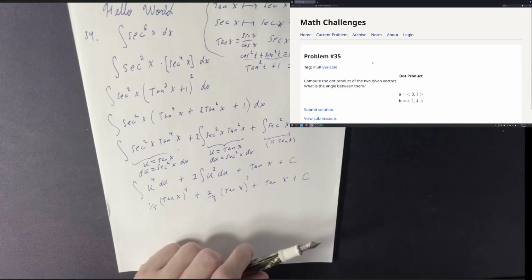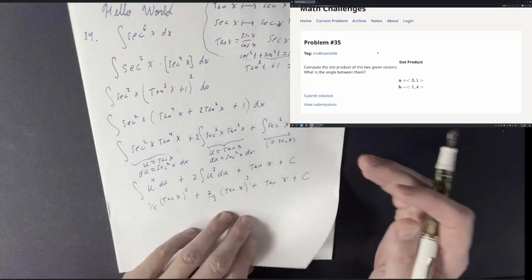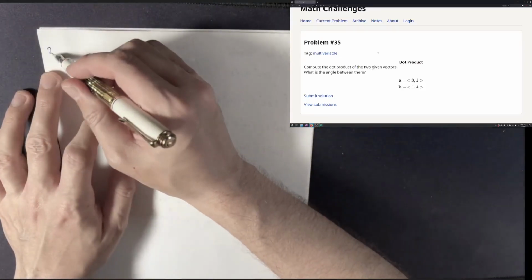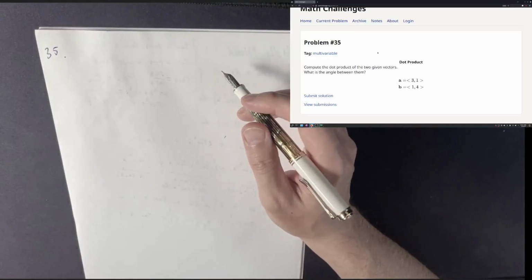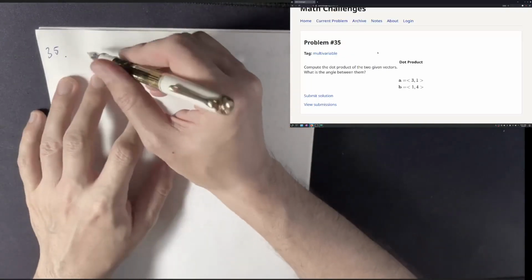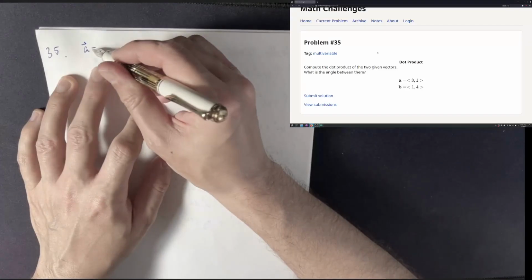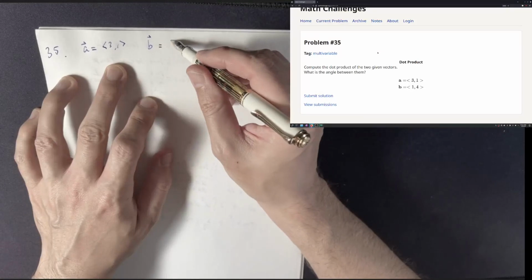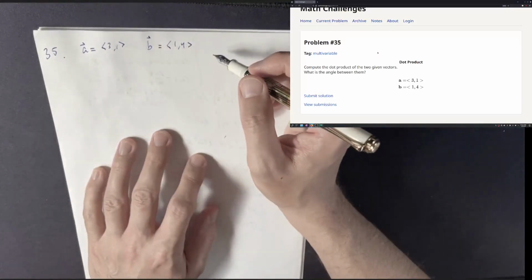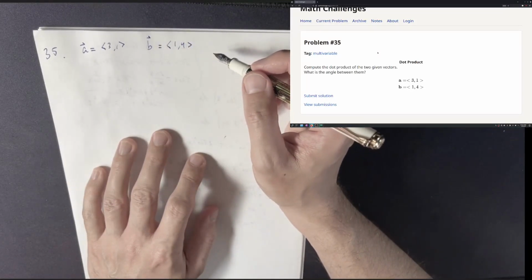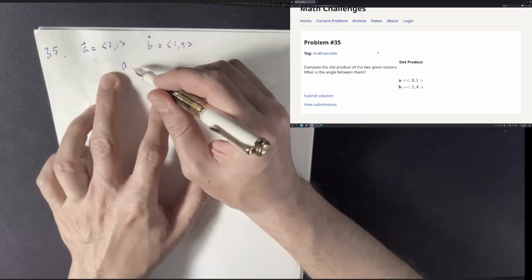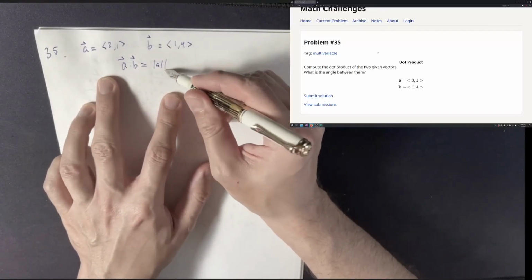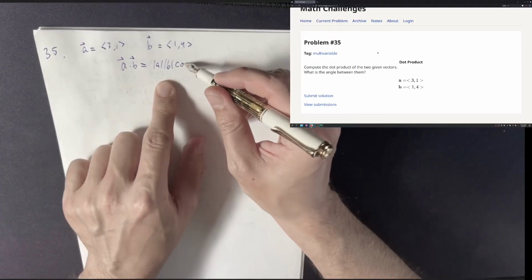That was 34. Let's look at this multivariable guy. Given two vectors, A and B, A is 3, 1, B is 1, 4. Take the dot product and tell me the angle between them. So what you would need to know is that when you dot two vectors, it gives you the product of the magnitudes times cosine.